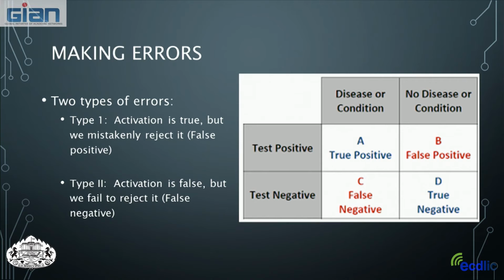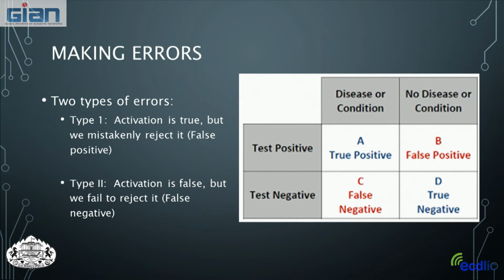So if they have the disease and they test positive for the disease, that's box A. That's called a true positive. If they don't have the disease but they test positive for it, it's called a false positive. That's square B here. Say they have the disease but they test negative for it, that's called the false negative. That's here on C. And say that they test negative but they actually don't have the disease. That's called a true negative. So that's box D here.